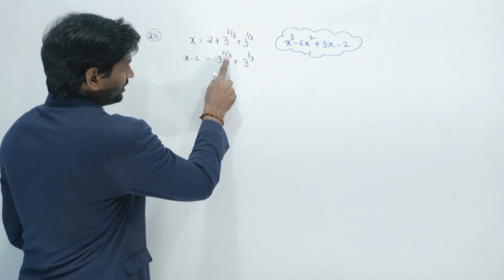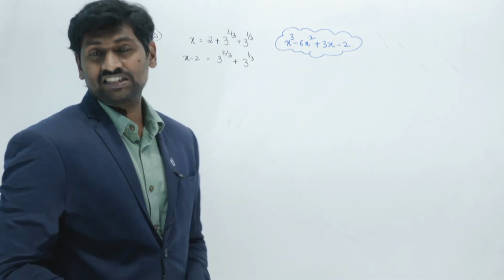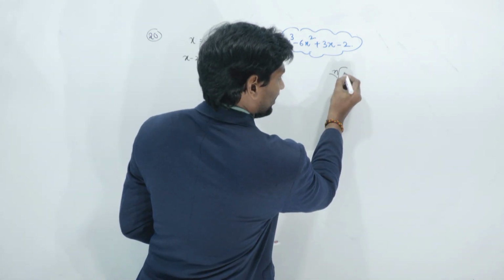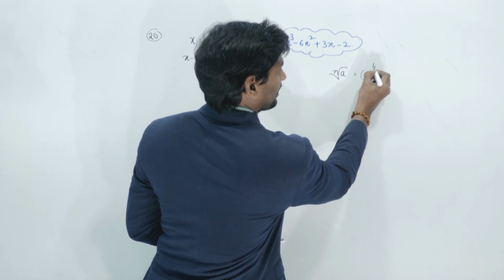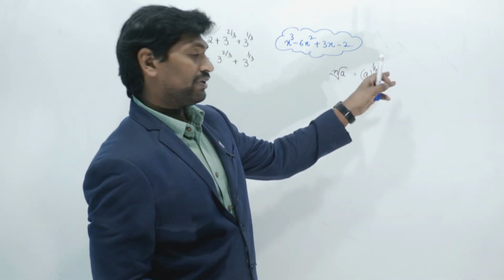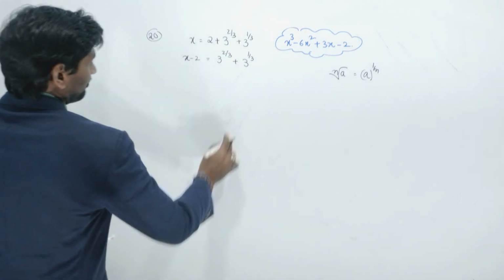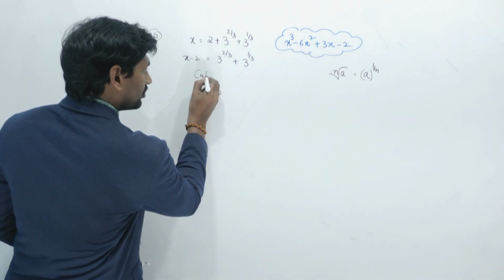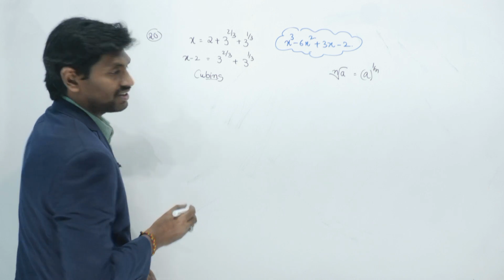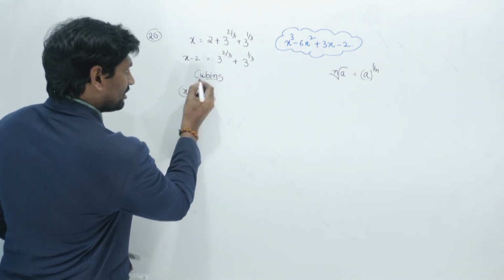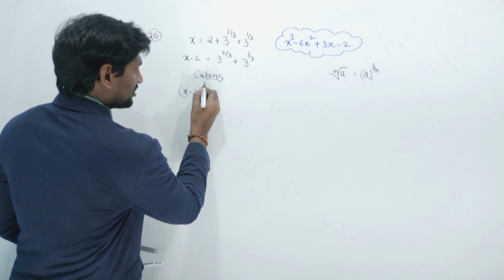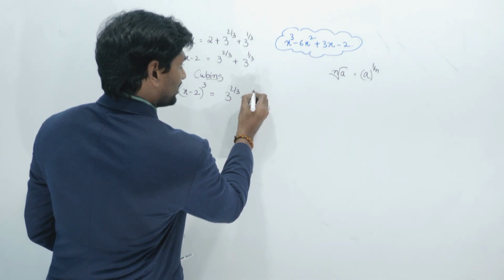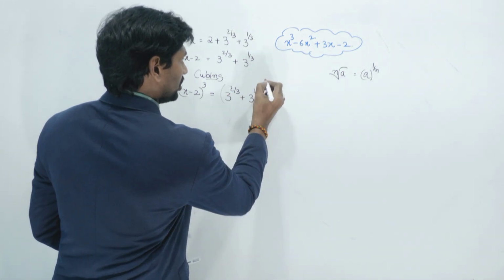To remove these, 3 power 1 by 3 is nothing but the cube root, right? We discussed in exponents and powers that the nth root of a is nothing but a power 1 by n. Same way, to remove this 3, what I need to do is cube on both sides. That means the left hand side will be x minus 2 whole cube, and the right hand side 3 power 2 by 3 plus 3 power 1 by 3 whole cube.